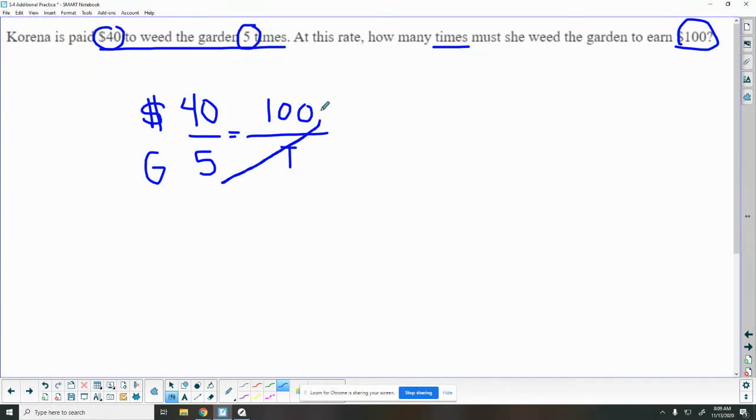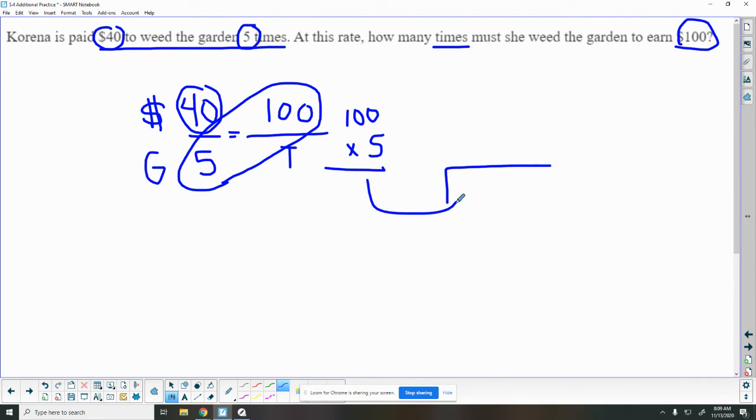I noticed that 5 and 100 are my crisscross numbers, so I'm going to do 5 times 100. And then my leftover number is 40. So what goes inside the division box is 100 times 5, and then we're dividing by 40 to see how many times she has to weed the garden to earn $100. So set up your problem, do your crisscross, that goes inside the division box. The leftover number is what we're dividing by.